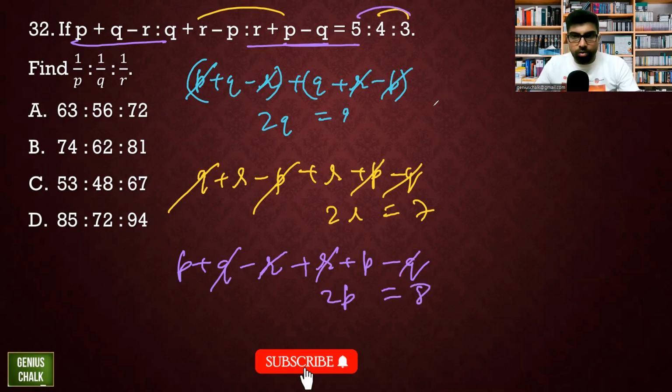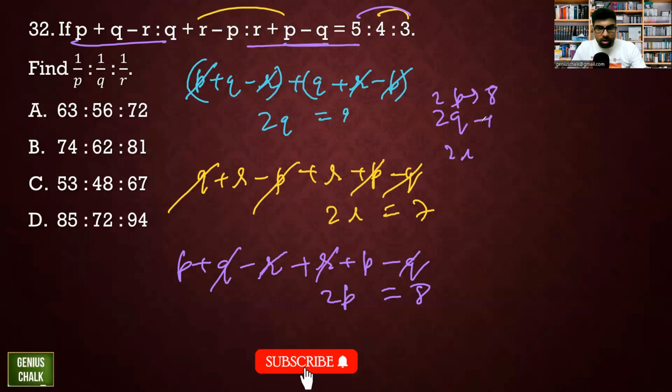So I have got the ratio of 2P, 2Q and 2R as 2P is 8, 2Q is 9 and 2R is 7. Now they are in ratio, so 2 cancel. Fine. So PQR is 8, 9, 7. Now we can find 1 by P, 1 by Q and whatever is asked. So 1 by 8, 1 by 9, 1 by 7.